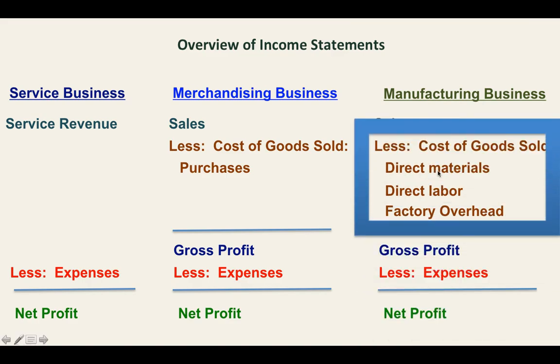So class, in the next module, we will be discussing the cost of goods sold.